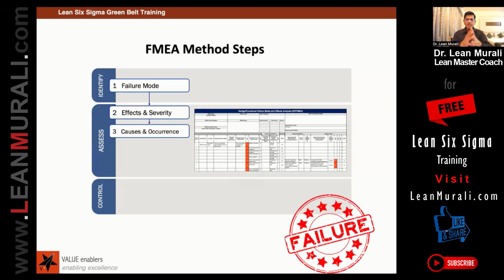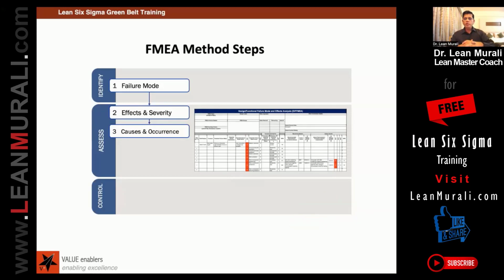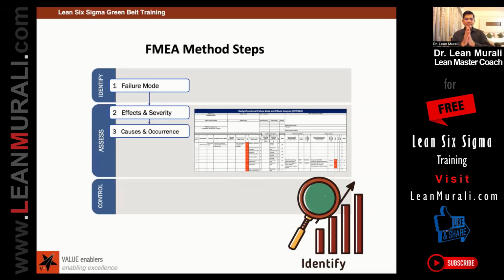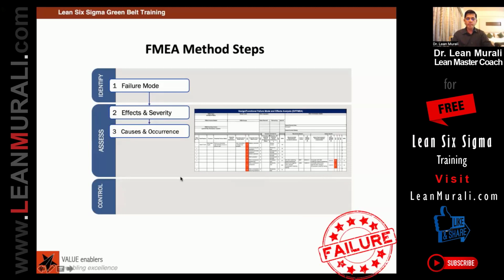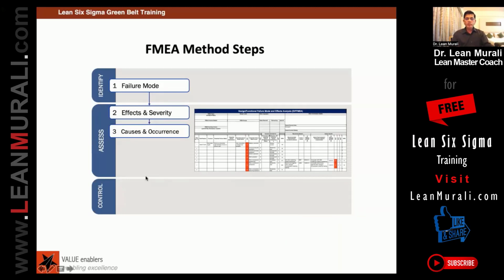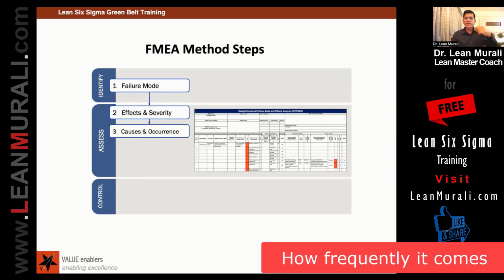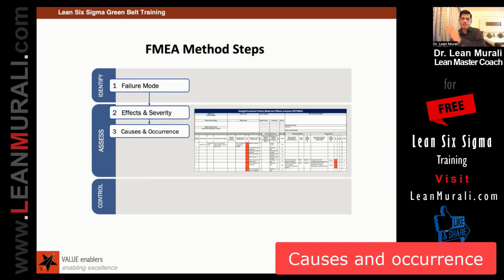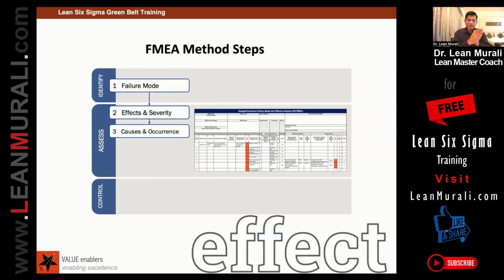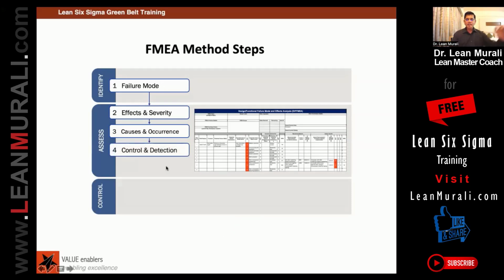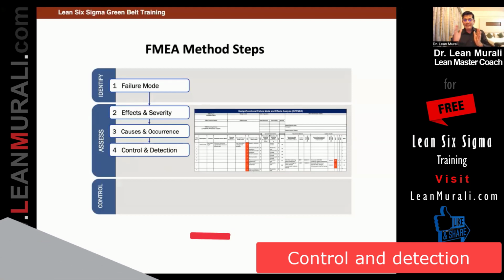See, the first is a failure has happened. Then you need to identify what is the effect and severity of the failure. And then you need to identify the causes for this failure. You should also identify how frequently it comes. So causes and occurrence. Effect is associated with severity, causes with control and detection.